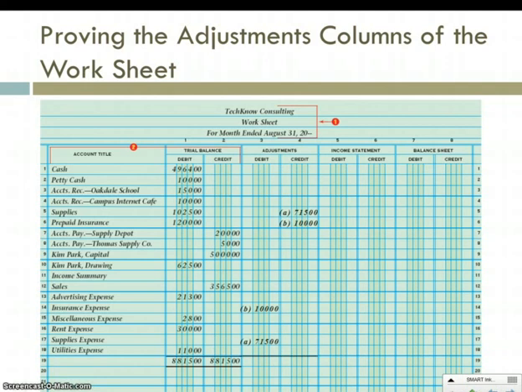After all the adjustments are recorded, we need to prove the equality of our debits and credits. So I'm going to start by drawing a line under the two columns, and then I total up my debits, which come to $815. I total up the credits, which come to $815. My debits and credits are equal, so then I draw a double line underneath the two to show that I have verified the equality of debits and credits.